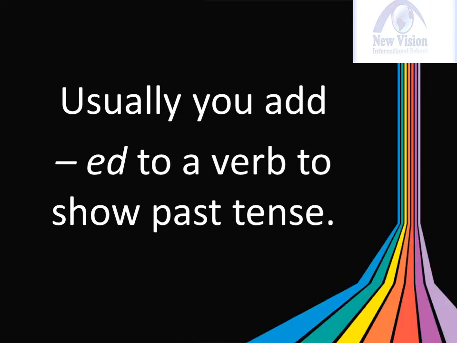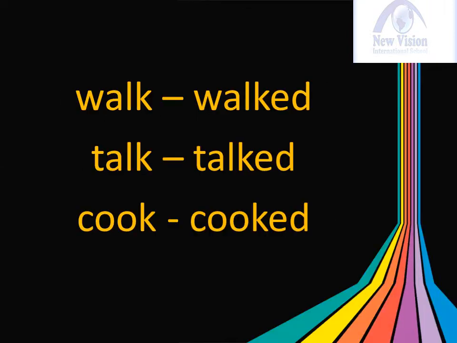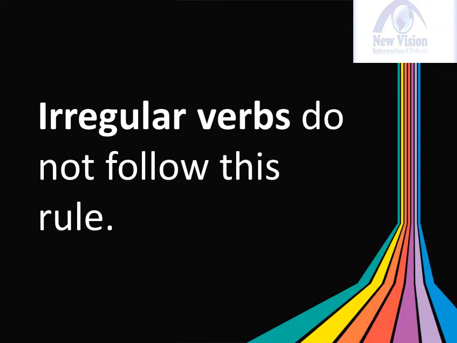Usually, you add -ed to a verb to show past tense. Examples of regular verbs: walk, talk, and cook. When we form the past tense of these verbs, we simply add the letters E and D. So walk will become walked, talk, talked, cook, cooked. But irregular verbs do not follow this rule.